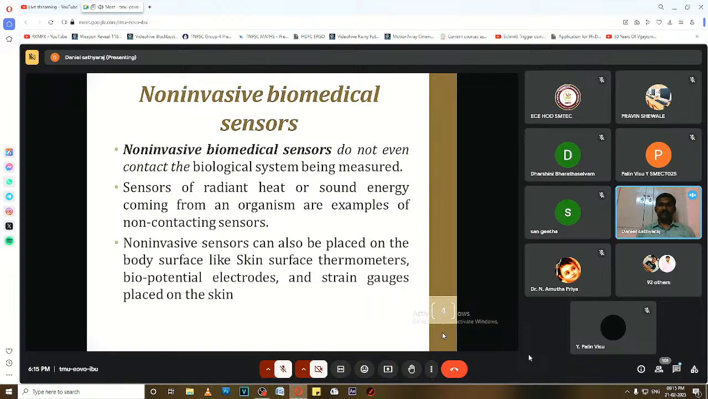Non-invasive biomedical sensors don't have any contact with the biological system from which we are measuring. The measurement will not involve touching it. The sensor can measure things like heat or sound energy coming from an organism or an organ. This is a good example of non-contacting, non-invasive sensors. It can also be placed on the body surface, like the skin surface. Examples are thermometers, biopotential electrodes and strain gauges placed on the skin. From that, the measurement systems can take the required values from the measured quantity. With these types of sensors, we do not need any contact, or we can just place it and measure the things.